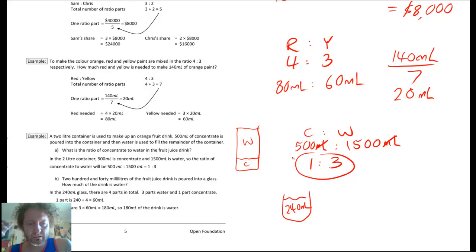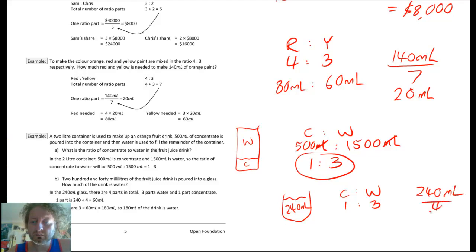So now the question is what? How much of the drink is water? Well, I know in this glass for every 1 part of concentrate, 3 parts of it is water. So it's now like the other questions. It's saying to me, split 240 mils up into a concentrate and water split, which is 1 to 3, where the total is 240. So how many parts do I have to break it up into? 1 part, 3 parts, that's 4 parts. So 240 mils split into 4 parts is 60 mils.